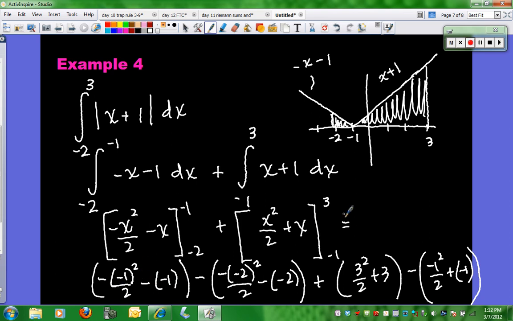Plus 1, so that becomes 1/2. I'm just going to write it up there. Minus, what does this become? 4 over 2, which is 2, minus 2. That becomes 0. That works nicely.